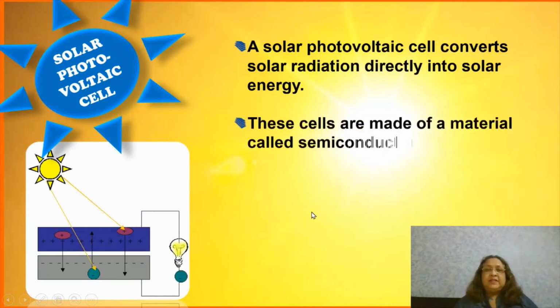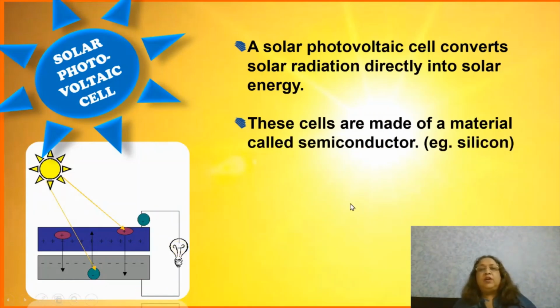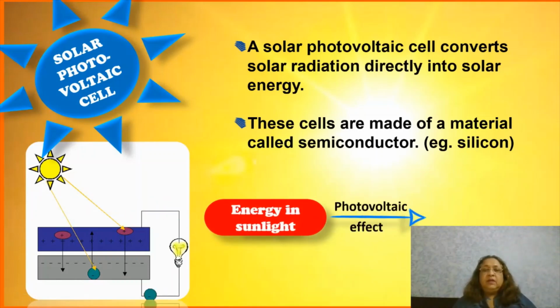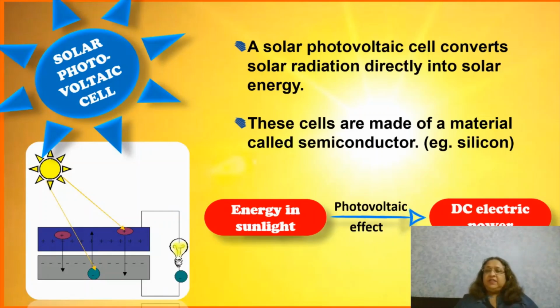Now these cells which are used in a solar panel are made of a material called semiconductor, for example silicon. So all your solar panels are made of solar photovoltaic cells which are made of silicon. And here the energy in sunlight is changed to DC electric power, or direct current, and this is known as the photovoltaic effect because it takes place because of the photovoltaic cell.